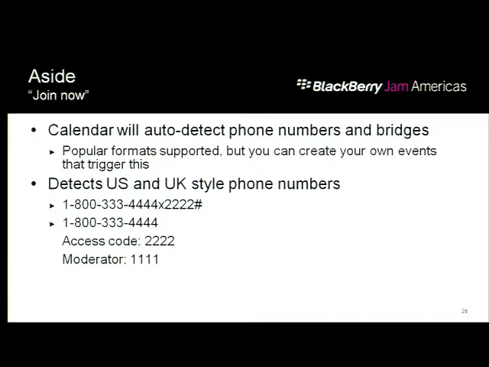It also understands this format pretty well. If you specifically call out the access code and moderator code, as long as they're close together, it will probably pick it up. It also detects US and UK style phone numbers. So if you are making a bridge, try to make it easy, but it will detect it for you. When the event pops up, the user will see a little JoinNow button, so they can just click it and it'll automatically dial them into the meeting, so they don't have to type in any numbers themselves.